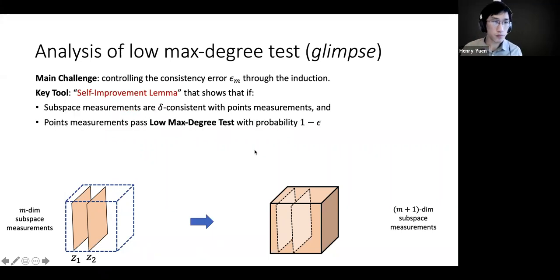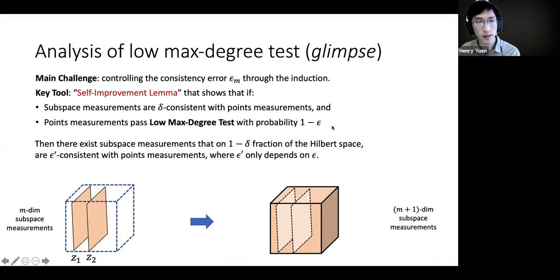And it says the following. Let's say you have subspace measurements that are delta consistent with point measurements. By subspace here, I mean, let's say you have a measurement on this entire cube. It has some delta consistency, and maybe you're not so happy with what delta is. Maybe it's a little larger than what you would like. But then you go back to the original fact that your original points pass the low max degree test with high probability. Then it actually means that there exist subspace measurements such that, on a 1 minus delta fraction of the Hilbert space, on this nice part of the Hilbert space, they are epsilon prime consistent with the point measurements. The important thing is that epsilon prime does not depend on delta. It only depends on the original epsilon.